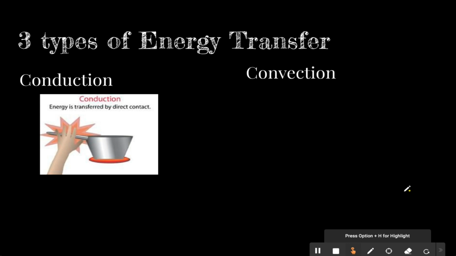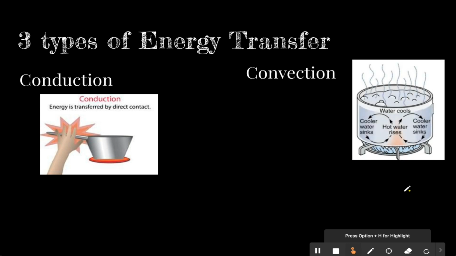The second type of energy transfer is convection. Convection happens when a gas or a liquid is warming up and the warmer parts move up and the cooler parts move down in a cycle. So you can see on this picture, as the water is heated up towards the bottom, it makes it rise, and the cooler water on top is then transferred down, and it keeps going in the cycle until all of the water is heated to the same temperature.